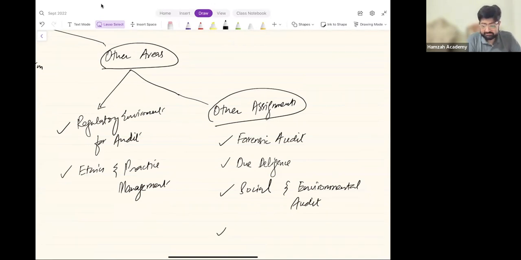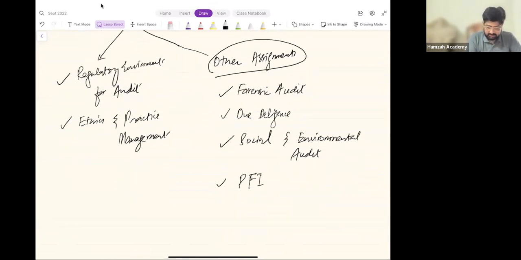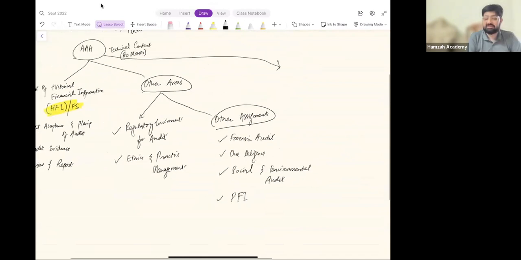The next is PFI, prospective financial information. And the last but not the least, the current issues: examiner articles. There may be 1 or 2 more topics here. This is the whole syllabus of P7, Advanced Audit and Assurance.